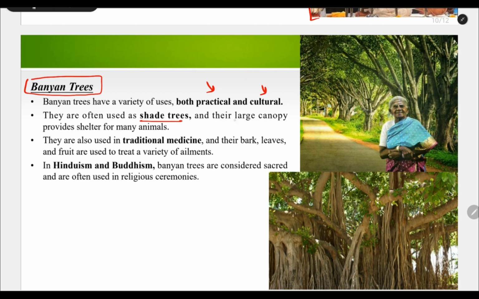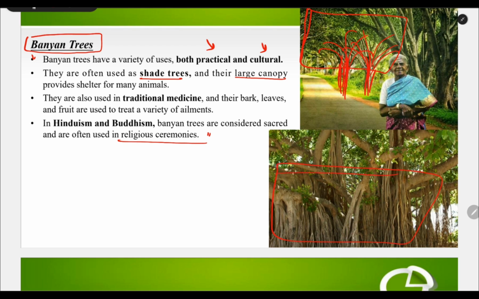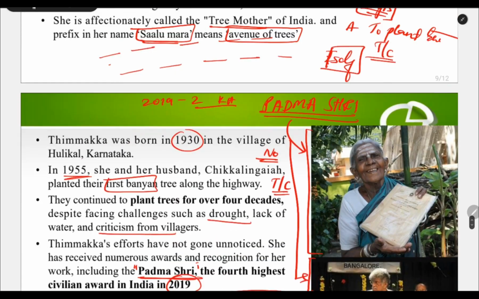It gives shade, it gives a large canopy which is shelter for many small animals, creating its own ecology in itself. And in Hindu mythology and even in Buddhism, the tree has been given a sacred place and is used in religious ceremonies. So that is why banyan trees are very important and have to be conserved at any cost. They give lateral roots as well, aerial roots, what we call. Okay, so this is about the second topic.